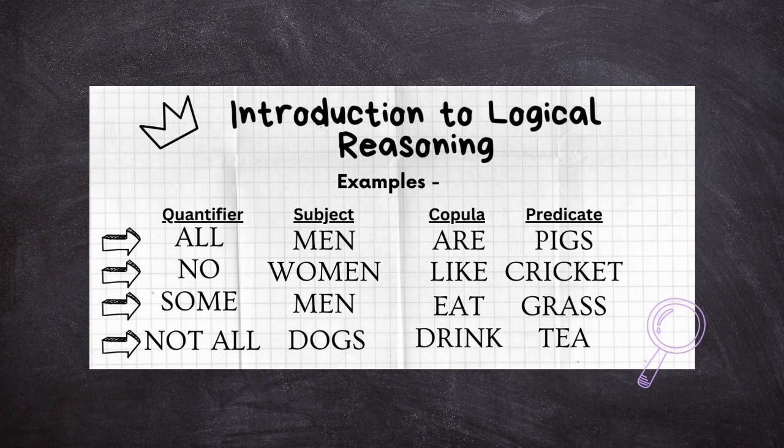At this stage, I must mention one important point about solving logical reasoning problems. Please ignore your common sense and general knowledge before you solve logical reasoning problems. Obviously, men are not pigs, they are men. But for the purpose of solving a question, there is absolutely no problem in assuming that all men are indeed pigs. So, all is the quantifier which indicates the quantity, men is the subject, are is the copula or the verb, and pigs is the predicate.